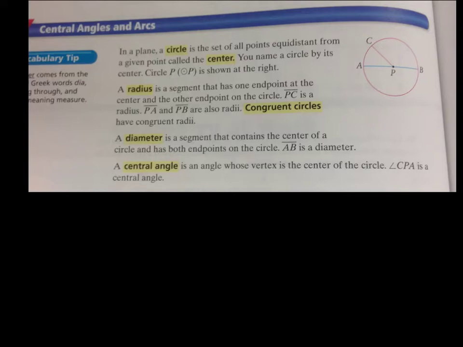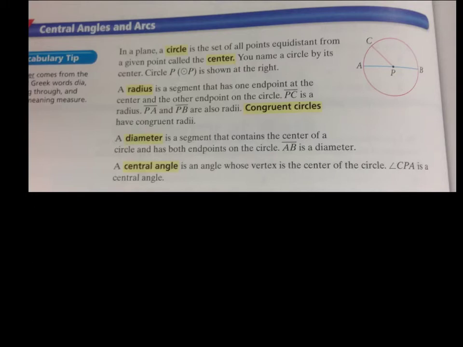Okay, in this lesson, there are many terms we need to learn. The first one is the definition of a circle. A circle is a set of all points in a plane equidistant from a given point, and that given point is called the center, and you name the circle by its center. So on the right here we have circle P.